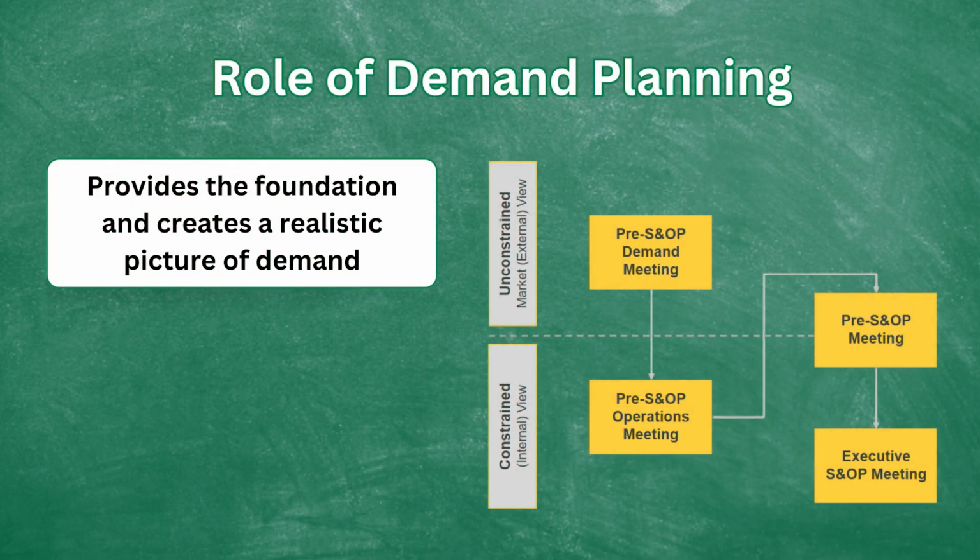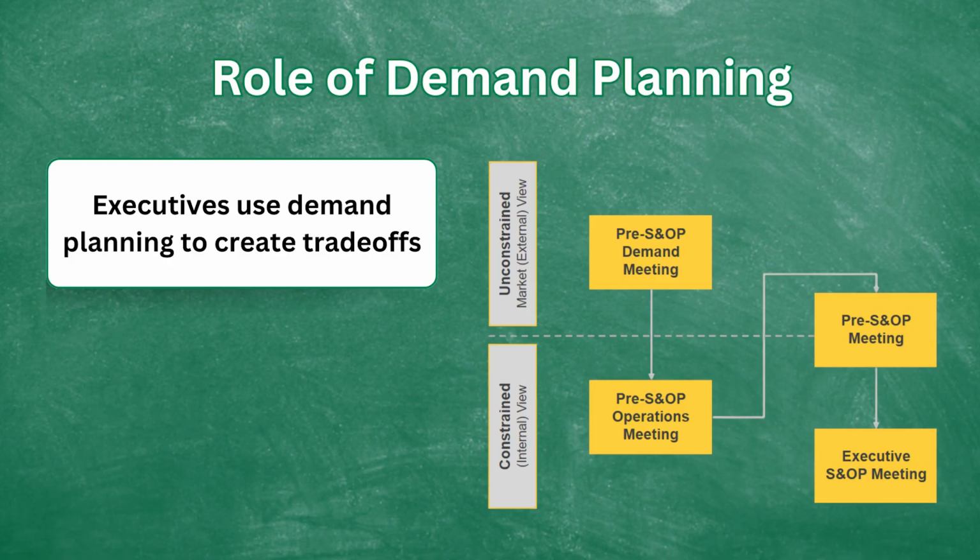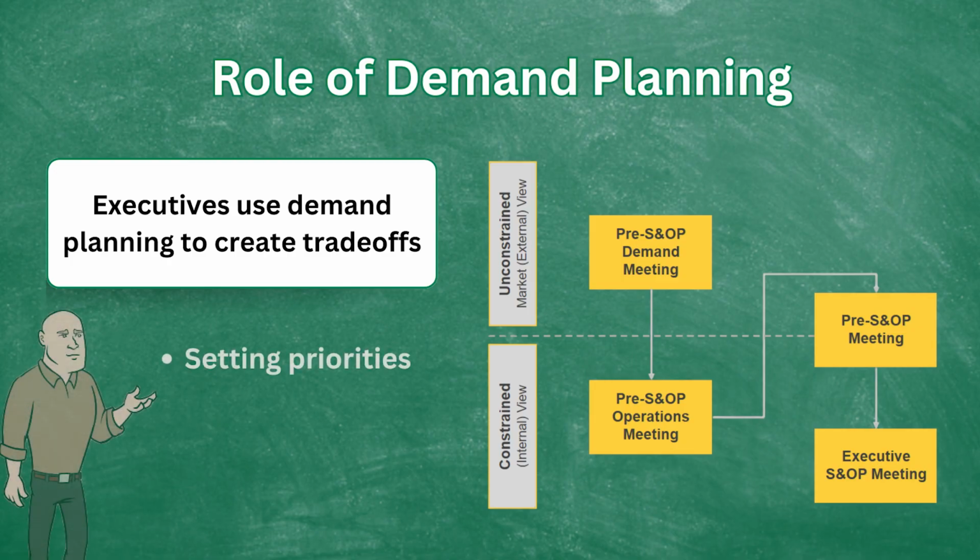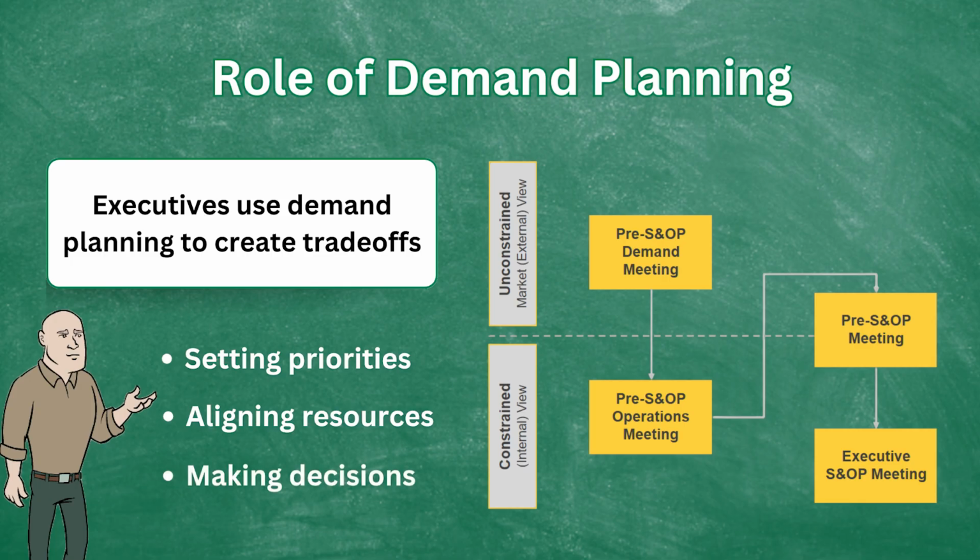Demand planning provides the foundation. It creates the realistic picture of demand, both unconstrained and constrained. Then, in the S&OP process, executives use that picture to make the trade-offs, setting priorities, aligning resources, and making decisions that connect strategy to execution.